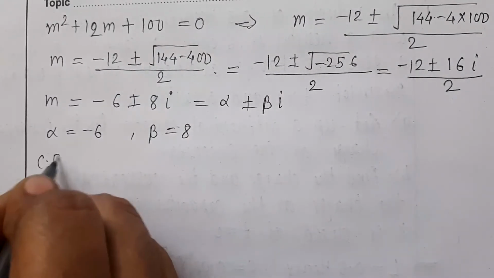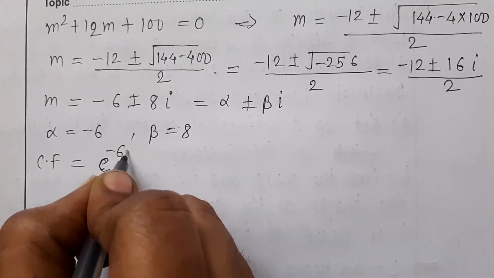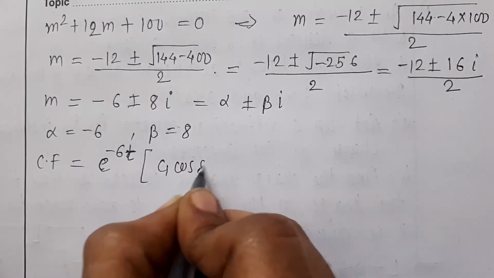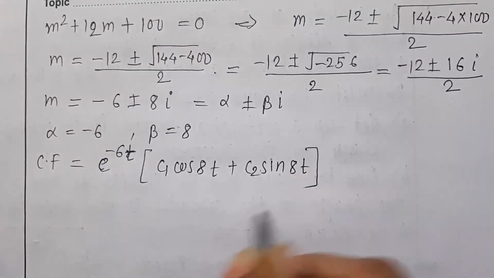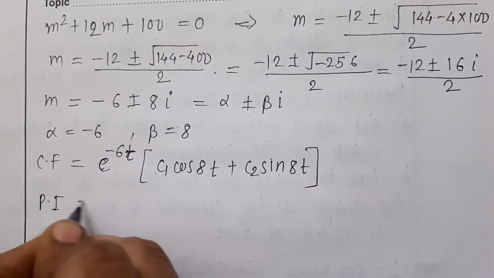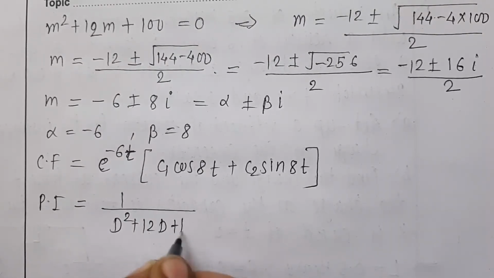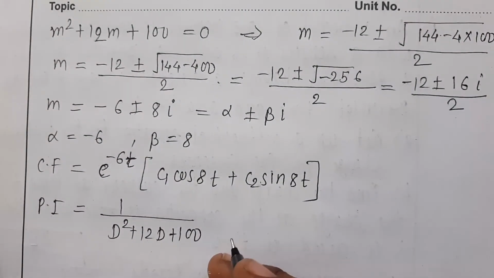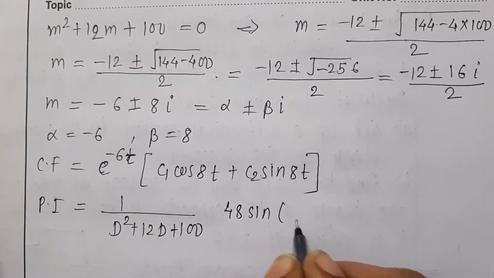Now write down the CF. CF is equal to e to the power alpha x, that is minus 6x, but here instead of x, the independent variable is t, times the bracket c1 cos of beta x plus c2 sin of beta x. Then the PI, the particular integral, is equal to 1 upon D square plus 12D plus 100 multiplied by the right hand side, which is 48 sin 10t.